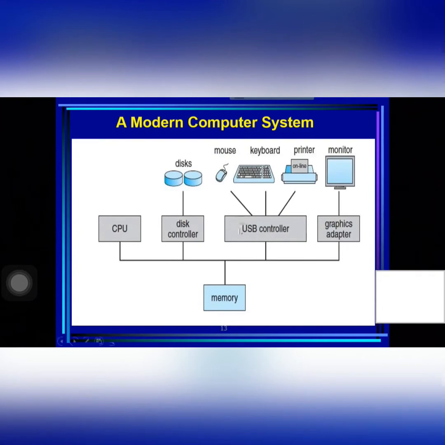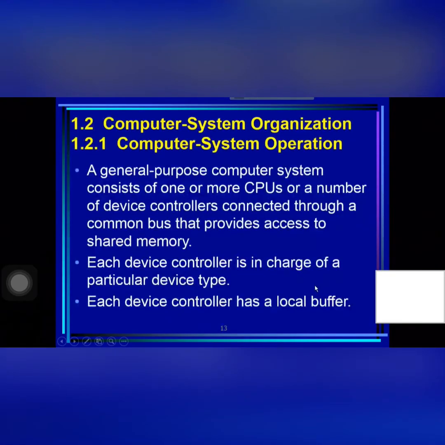The CPU and device controllers can execute in parallel, competing for memory cycles. To ensure orderly access to the shared memory, a memory controller synchronizes access to the memory. Of course, in this picture, the memory controller isn't drawn.